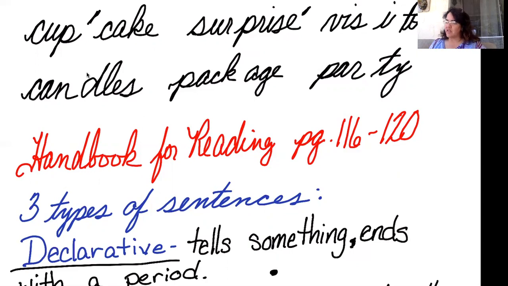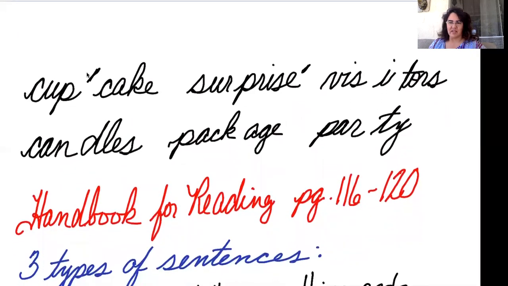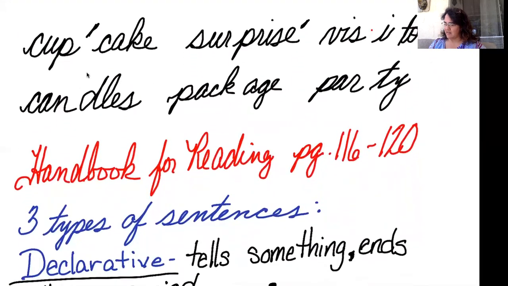Now we have a word that has three parts. The word visitors. Where are we going to accent the word visitors, right? I had visitors at my house. Where would we accent that, Jackson? Visitors. After the viz. Very good. Between the V-I-S and the I.